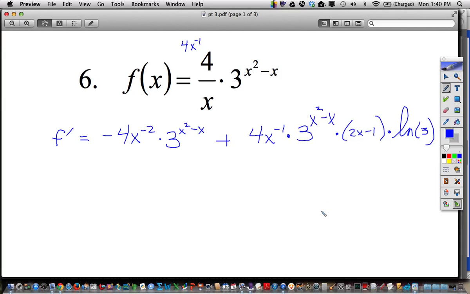All right, here's what I got. Key thing is remembering that 2x minus 1 and getting it in parentheses. Also remembering the ln3 because it's 3 to the u. There's really nothing to do with that. I mean, you can factor out a 4, and there's no canceling to do, so there's no reason to factor. Yes.